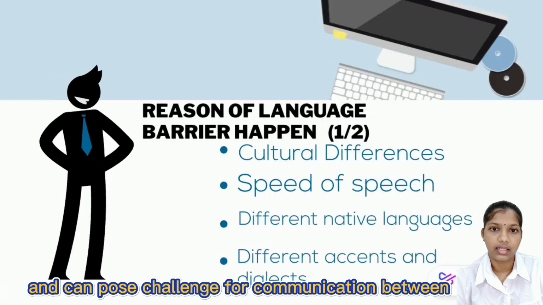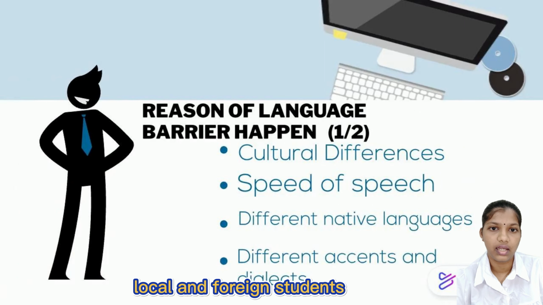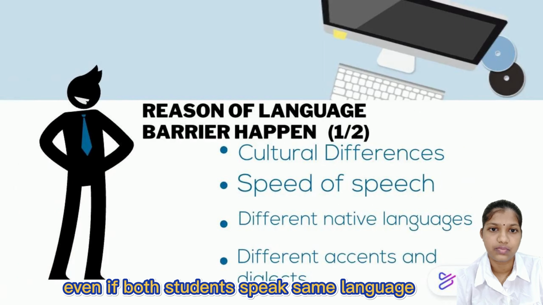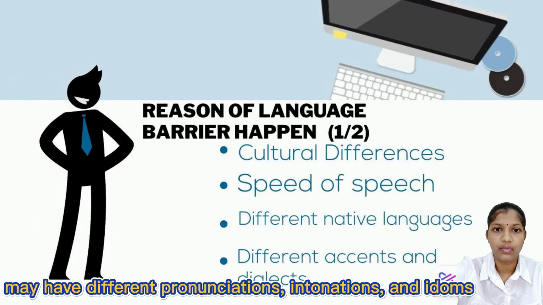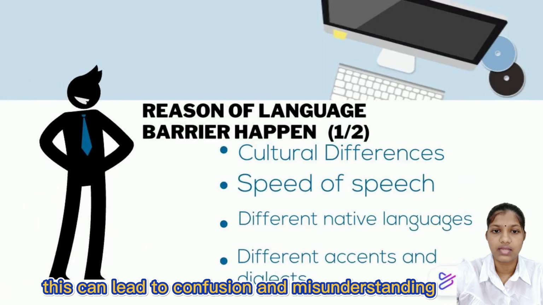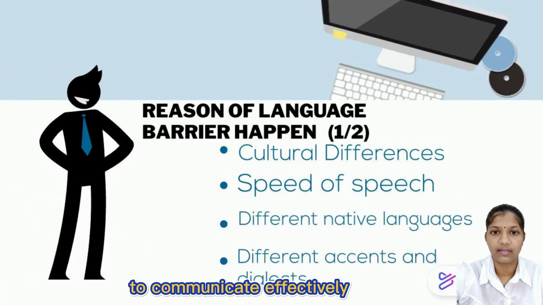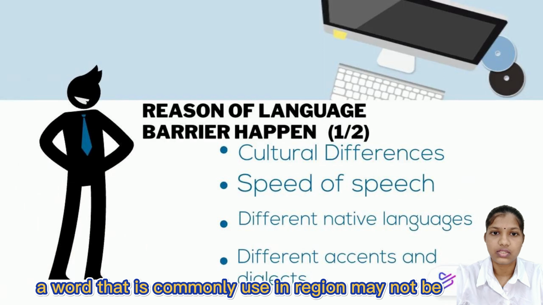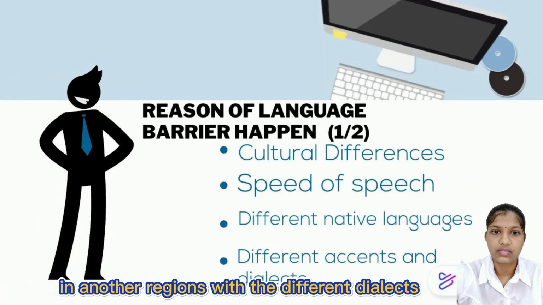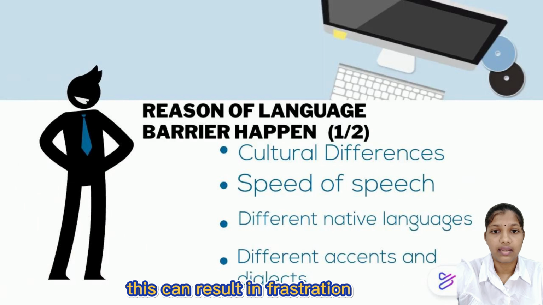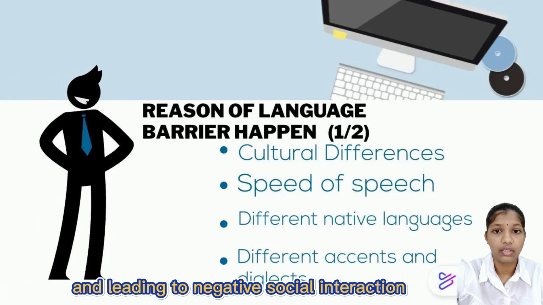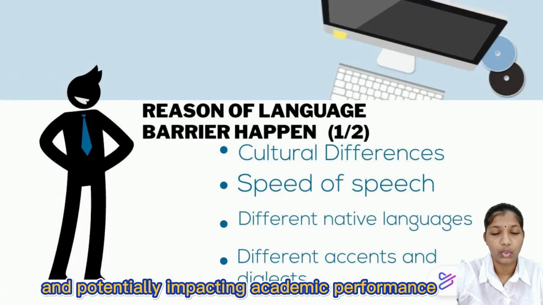Different accents can pose challenges for communication between local and foreign students. Even if both students speak the same language, they may have different pronunciation, intonation and idioms. This can lead to confusion and misunderstanding, making it difficult for both parties to communicate effectively. For example, a word that is commonly used in one region may not be understood in another region with different dialects. This can result in frustration, leading to negative social interaction and potentially impacting academic performance.